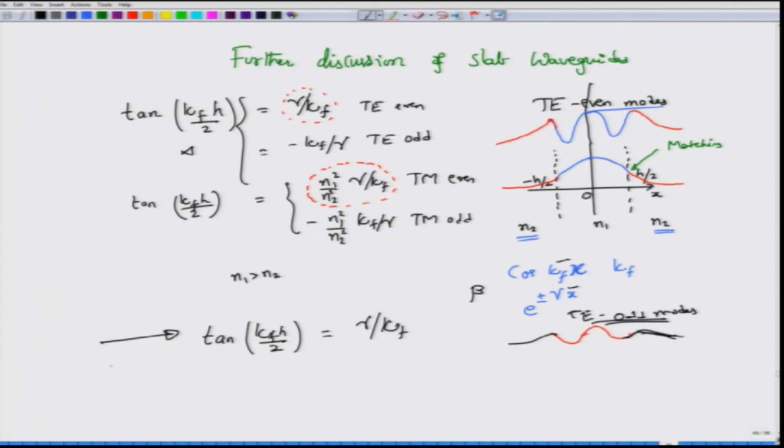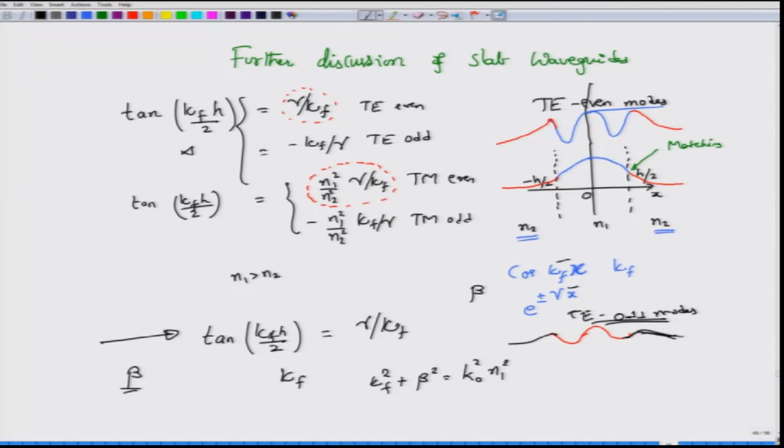My goal to solve this equation would be to find out beta, but I am not going to do this in a straightforward manner. That is, I am not going to find out the value of beta directly, but I will first find out the value of kappa f, which satisfies these two equations. I express everything in terms of kappa f, and then I will be able to compute beta, because the relationship between beta and kappa is kappa f square plus beta square equals k0 square n1 square.